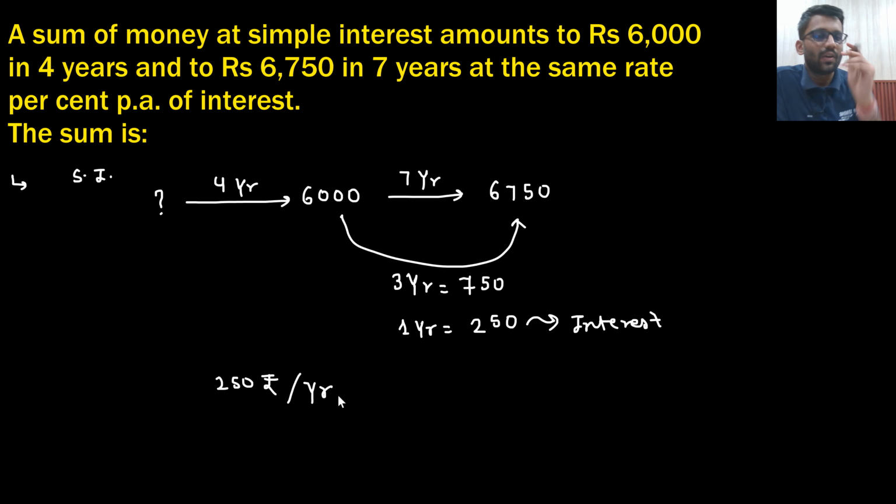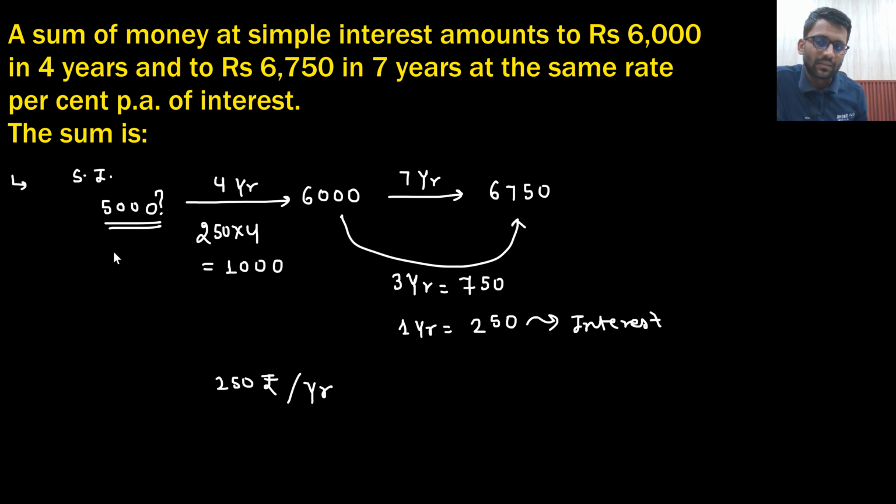So every year you are paying me 250 rupees. So here for 4 years how much would you have paid? 250 into 4. That means you would have paid me 1,000 rupees. That means you must have started from 5,000 rupees. So this is the answer. That's it.